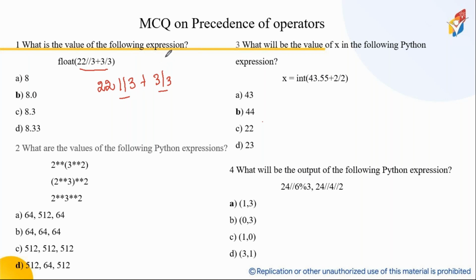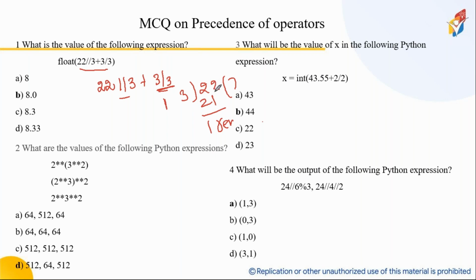In the previous slide, I told you the rule. Slash has the highest precedence. So first of all, this expression will be evaluated: 3 by 3 is always 1. Then 22 you divide by 3. 7 3s are 21. Remainder is 1. This is called the remainder.